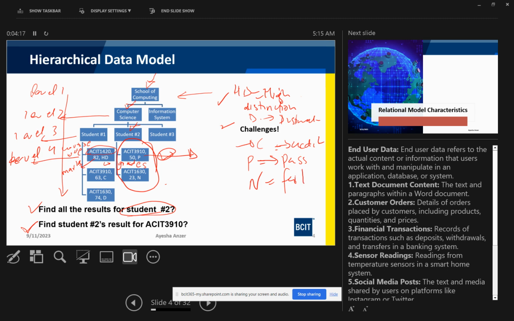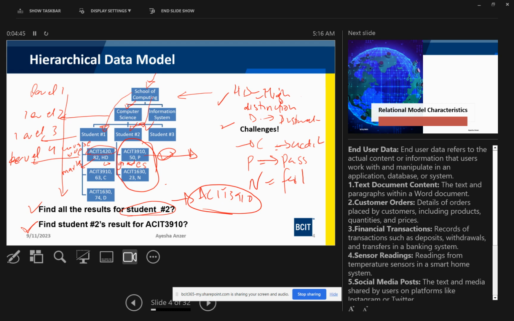So what will happen if we want to look for the result of only ACIT 3910, which means the result should display the list of all students who are enrolled in ACIT 3910? For that, we have multiple paths to follow, which means we have 2 students here. We have to follow this path and this path.